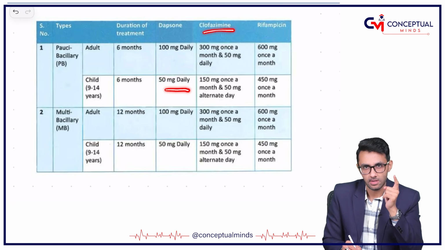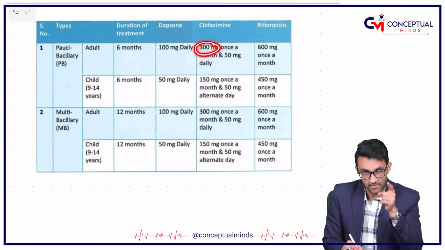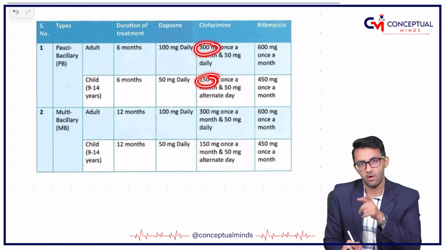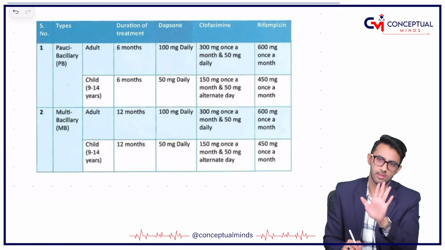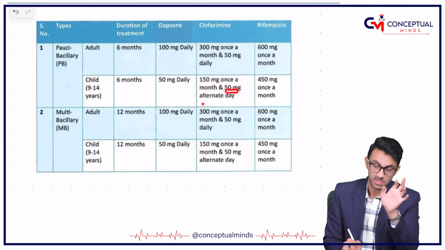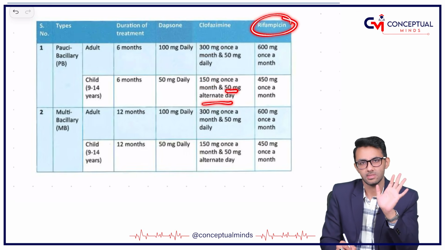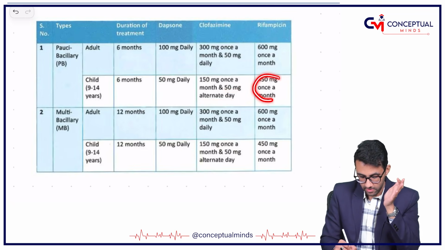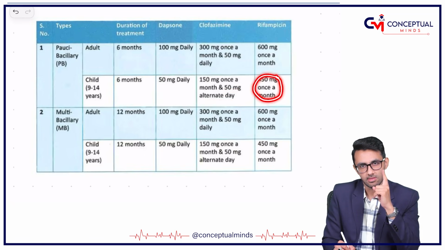And how about clofazimine? If it was 300 before, now it is 150 once a month. And we will give 50 mg, but daily or alternate days. Okay, 50 mg on alternate days. Simple, no confusion. How about rifampicin, the one causing red urine? We will see the side effects as well. This is 450 mg once a month.